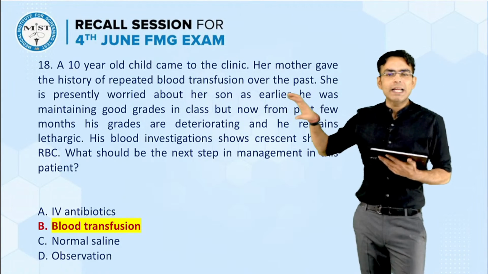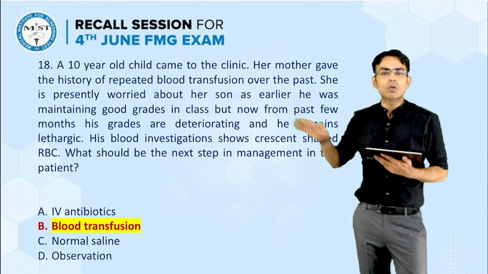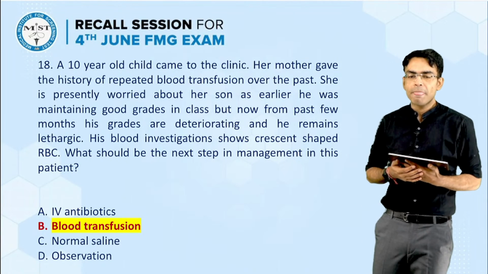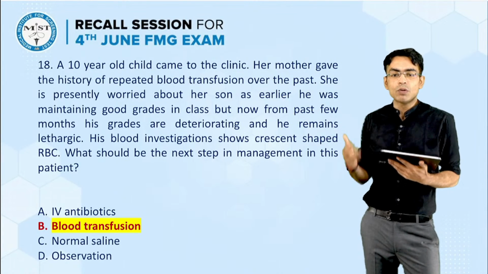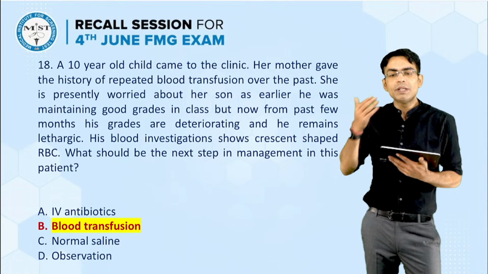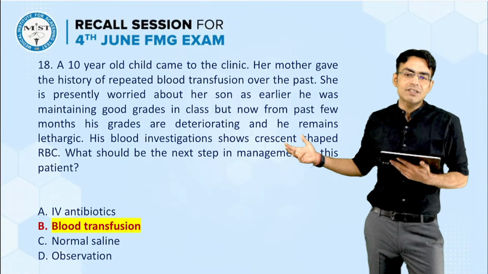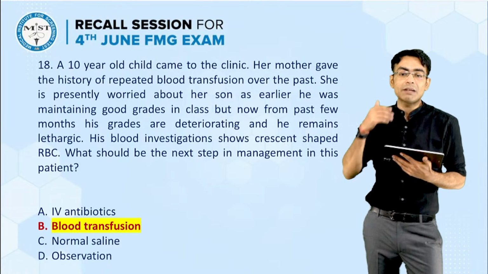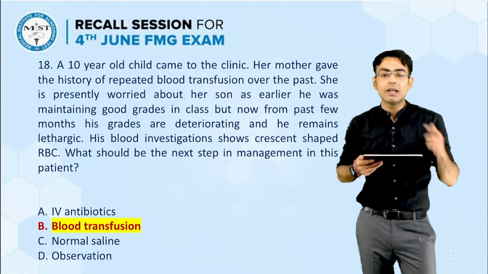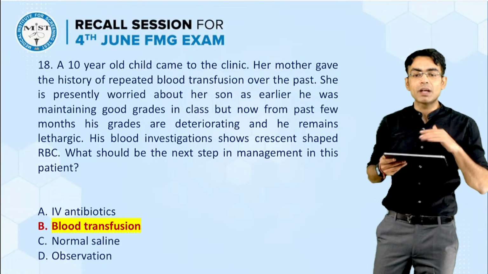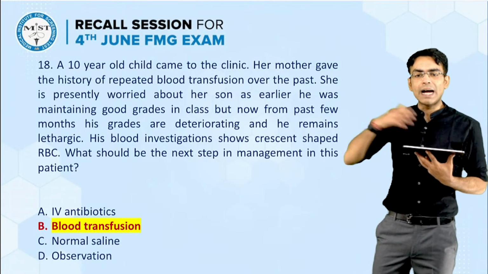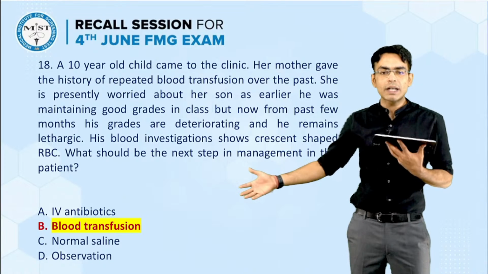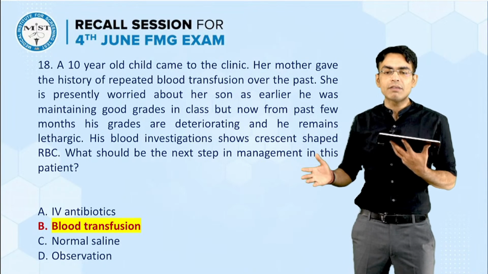By the look of it, this question looks like a question of sickle cell anemia. If they are asking what the next step should be, and you are seeing crescent-shaped RBCs directly on the blood smear, that means it's a serious case of sickle cell anemia. Because it's a child, the ideal treatment would be an invasive treatment.